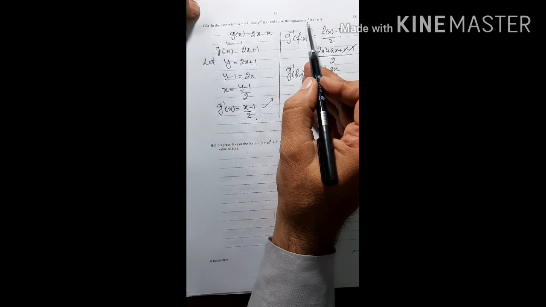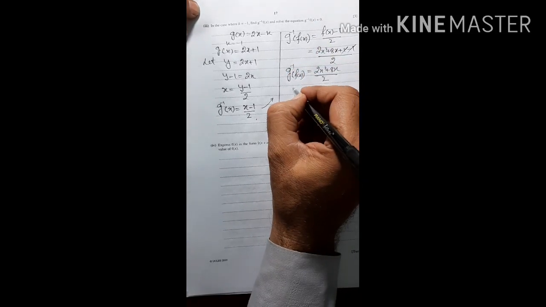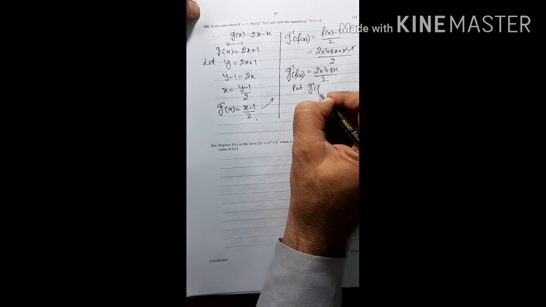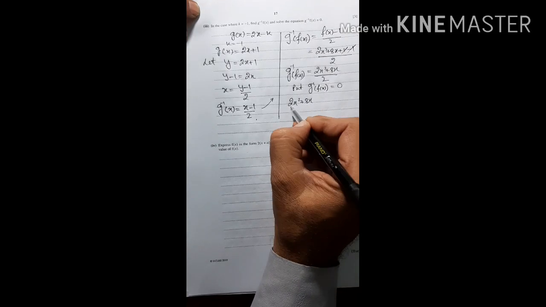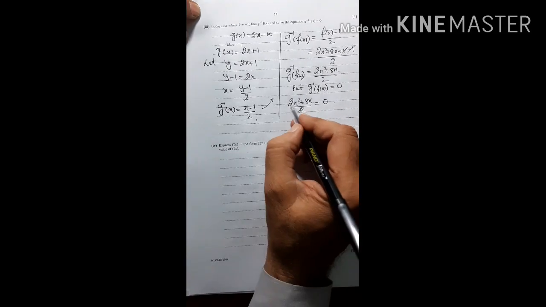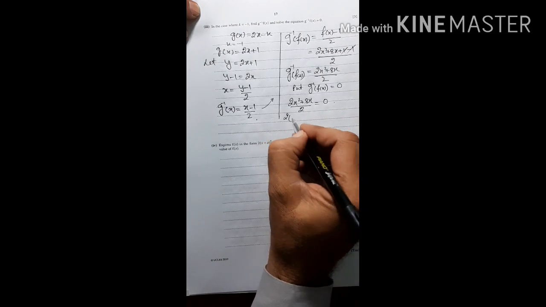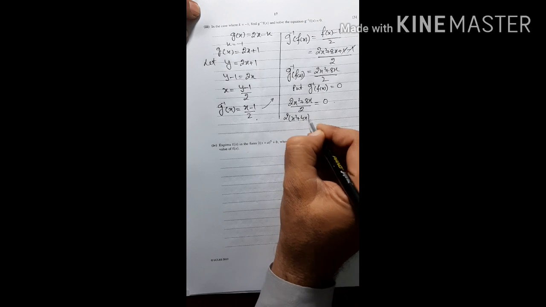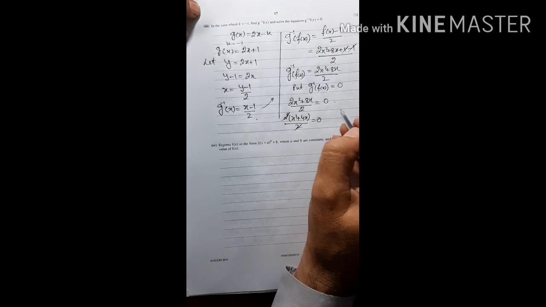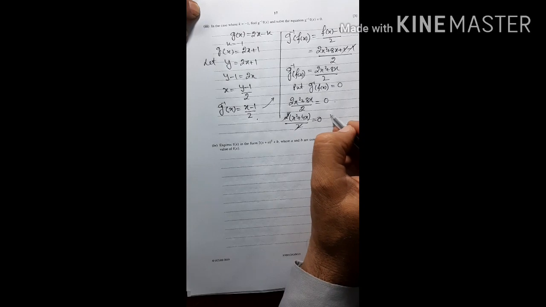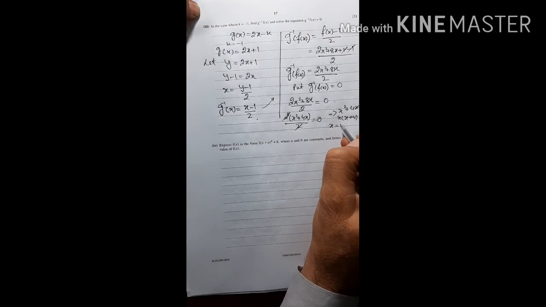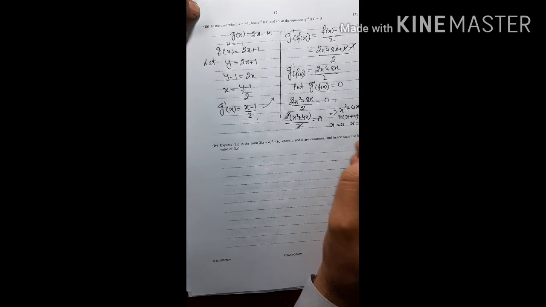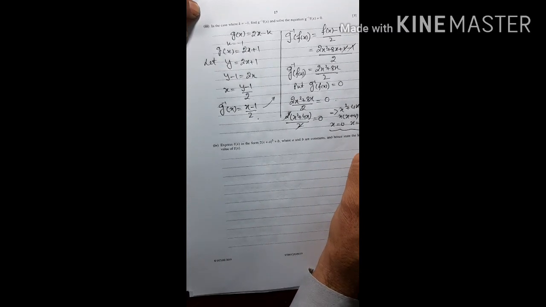So since g inverse fx is equal to 0 for the solution, so put g inverse fx is equal to 0. So it will become 2x square plus 8x over 2 is equal to 0. Take 2 common. x square plus 4x over 2 is equal to 0. This is cancelled. So this is x square plus 4x is equal to 0. x common, x plus 4 is equal to 0. So x is equal to 0 and x is equal to minus 4. These are the two values. Answer.